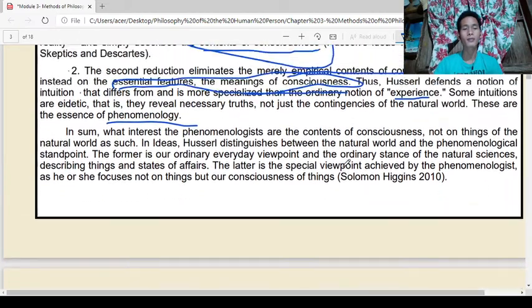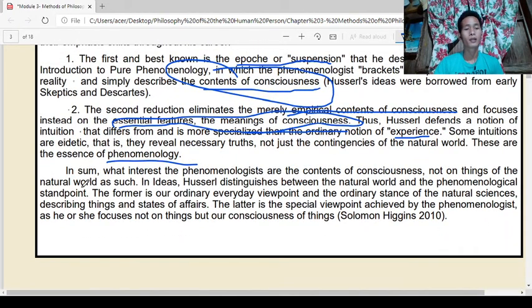Okay, let's sum it up. In summary, what interests the phenomenologists are the contents of consciousness. So the concern of phenomenologists like Husserl is to understand the content of a person's consciousness, a person's awareness, not the things of the natural world as such. In Ideas: General Introduction to Pure Phenomenology, the book of Husserl, Husserl distinguishes between the natural world and the phenomenological standpoint. So there is a difference between the natural world and the phenomenological standpoint.